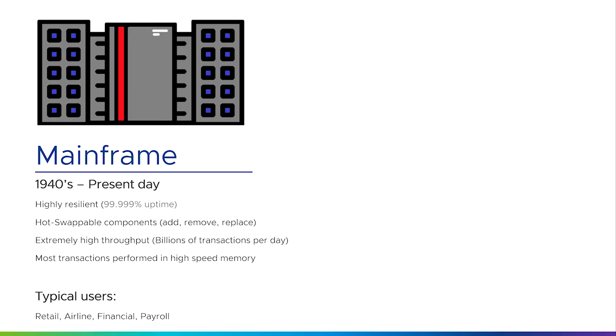They have an extremely high throughput, so they can process billions of transactions per day, and most of these transactions are performed in high speed memory. So you typically find these in retail, airline, financial and payroll, purely because of the amount of transactions they can do a day. It's because we're at a scale now where we need to process billions of transactions a day.